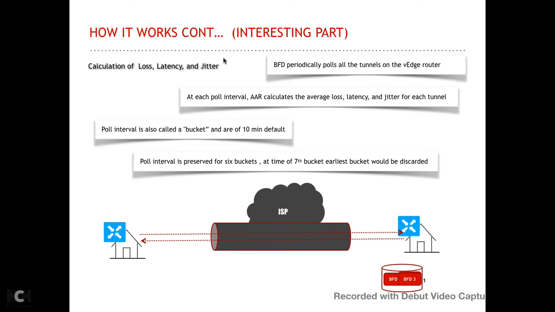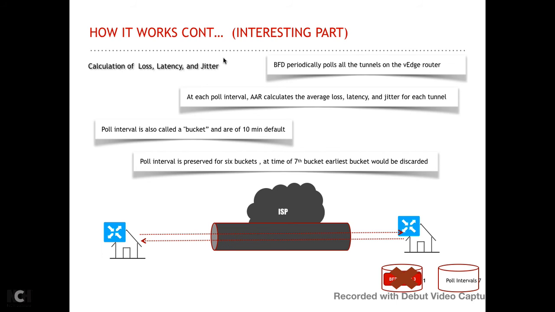So once the BFD packets are captured on poll interval 1, assume that poll interval 1, 2, 3, 4, 5, 6, and the 7th poll interval comes live. So what happens? Once the 7th interval comes live, the poll interval bucket 1 gets discarded. Then the same pattern happens every 1 second. The BFD is going to and fro to measure the real health of your transport, so that your application-aware routing is working as expected without any flaw.